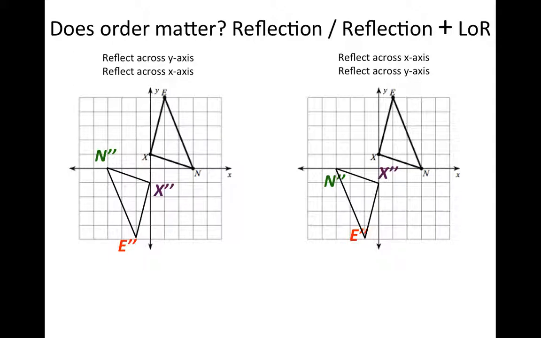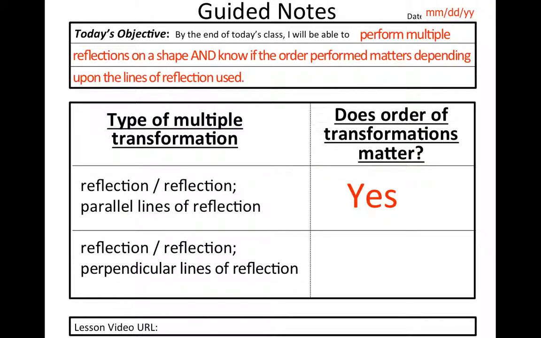And we can see that indeed these two triangles are the same. Whether I reflect over my vertical axis, then my horizontal, or reflect over my horizontal line, then a vertical, it doesn't matter. I end up in the same place. So, does the order matter for this one? And the answer is, no, it does not.